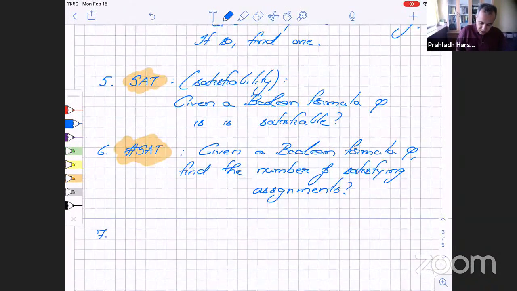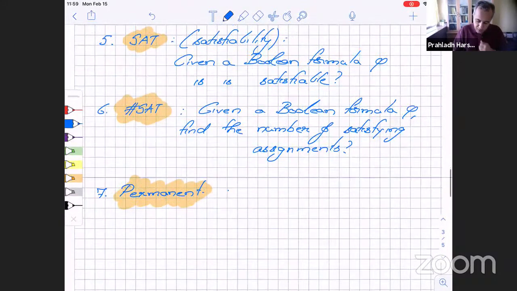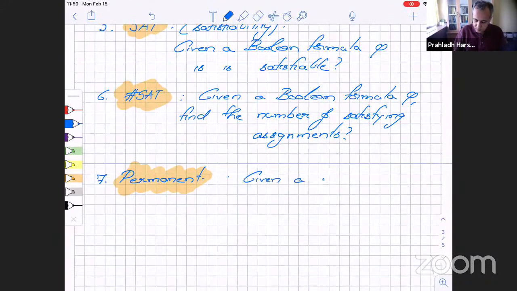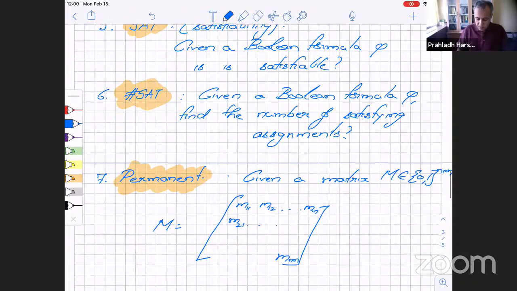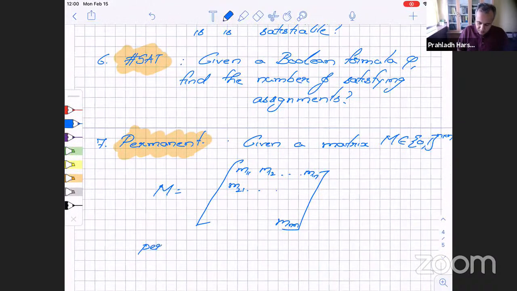The next problem which I'll talk about is what I'll call the permanent. You're given a square matrix M, and let's say it has just 0, 1 entries, n cross n. The matrix has entries M11, M12, up to M1n, M21, and so on to Mnn. And what I want to compute is the permanent of this matrix.